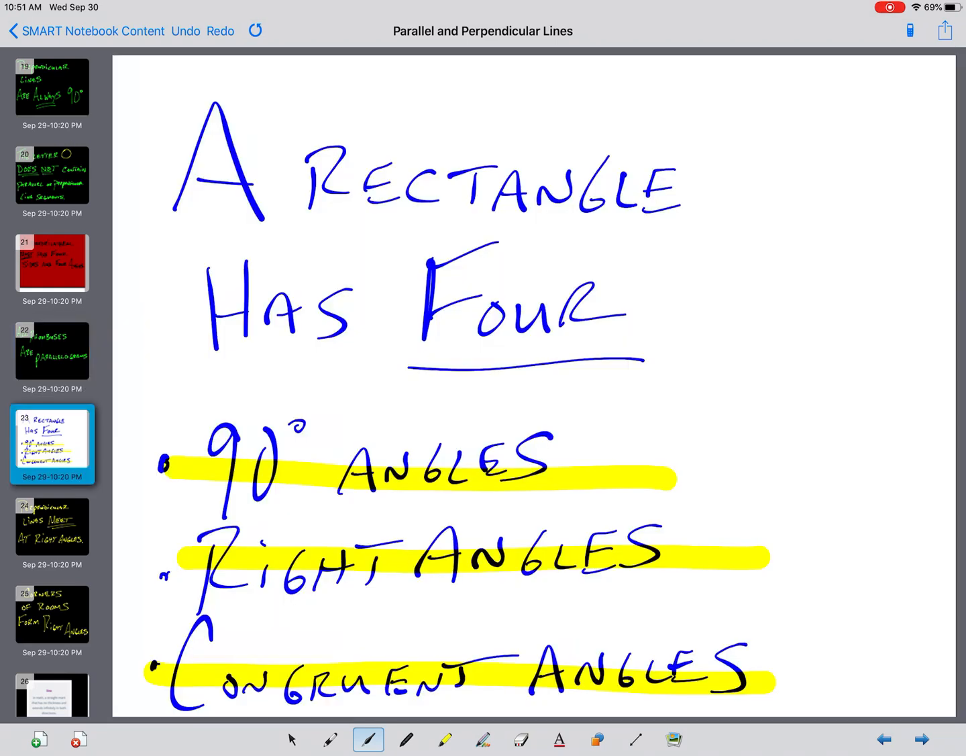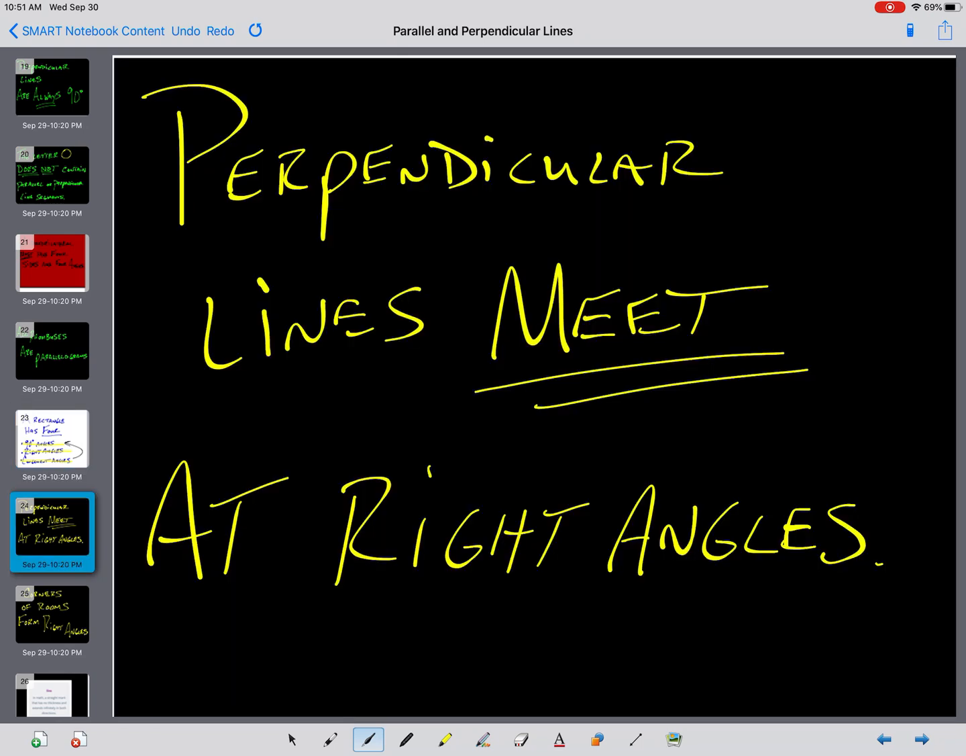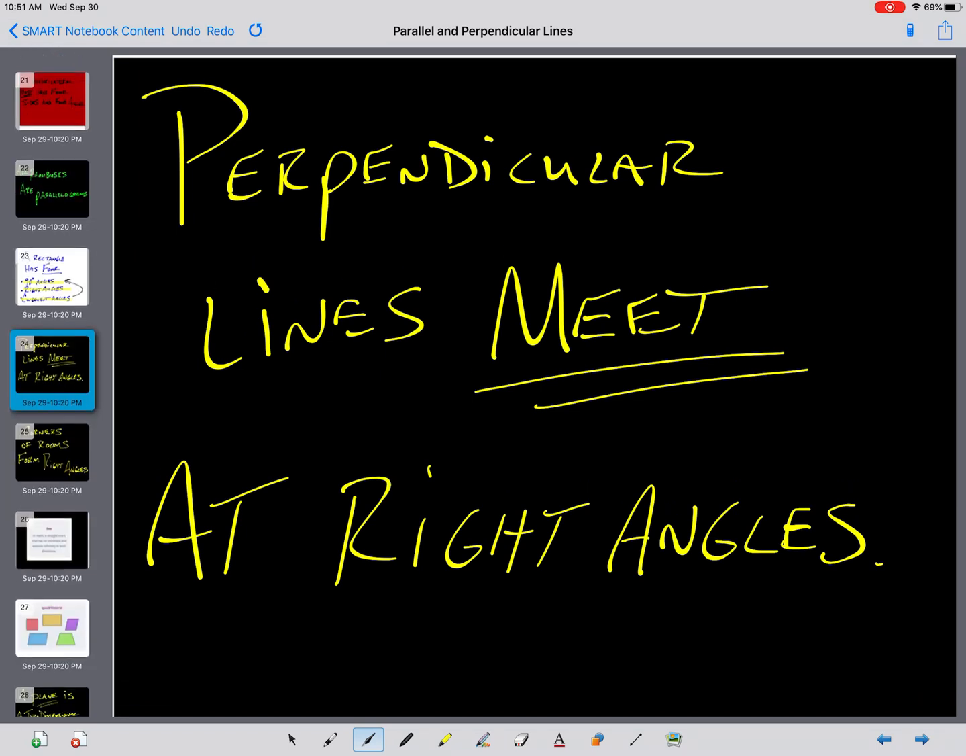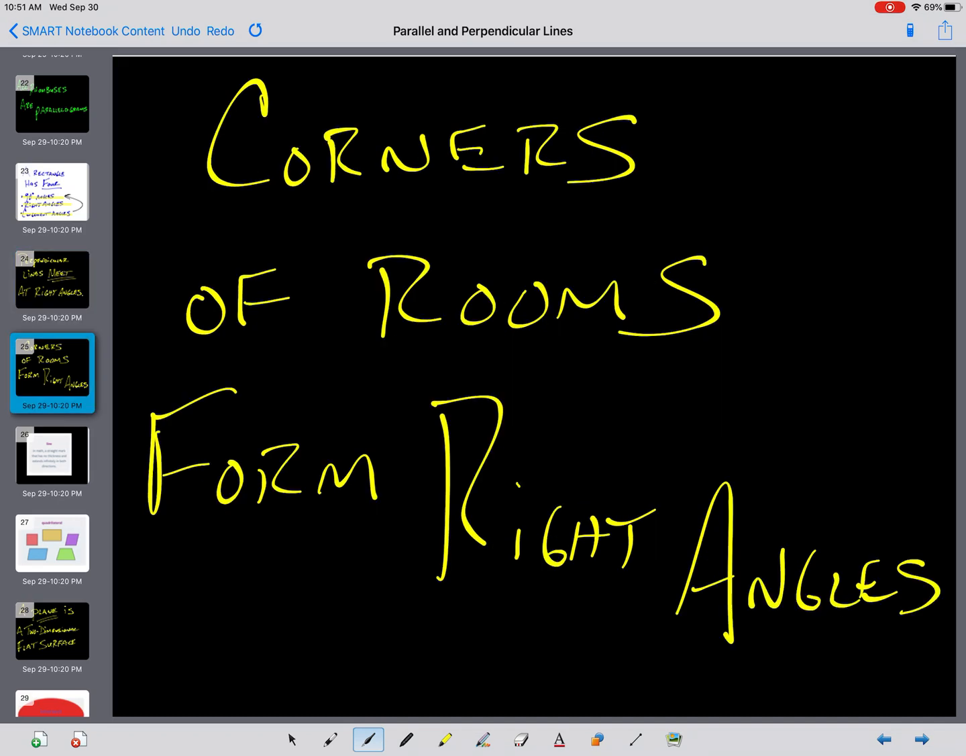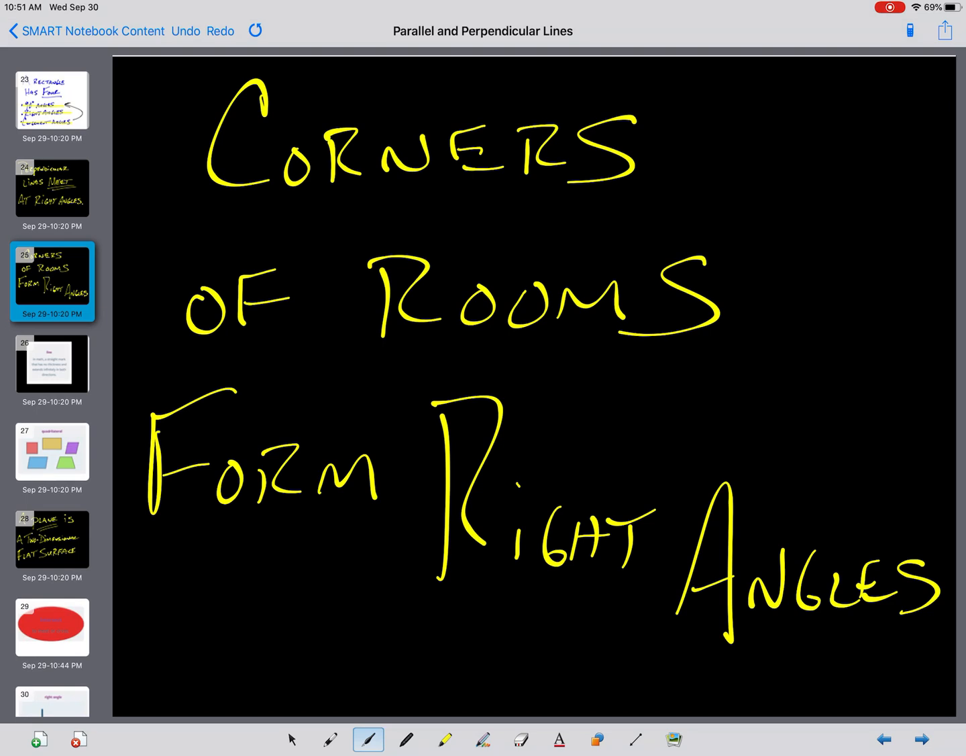Here's what you need to know about rectangles, right? They have four congruent angles. Not only are they congruent, but they're also 90-degree angles. They're all 90-degree angles, otherwise known as right angles. Okay, that's a rectangle. Perpendicular lines meet at right angles. You should know that because you know perpendicular means 90-degree forming lines that intersect. Here's an example of right angles, corners of rooms.